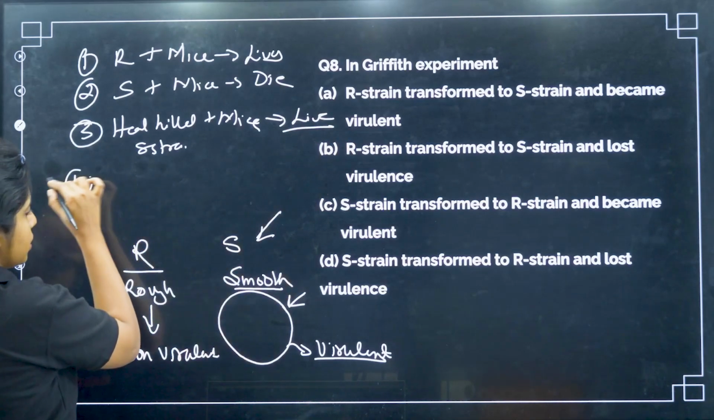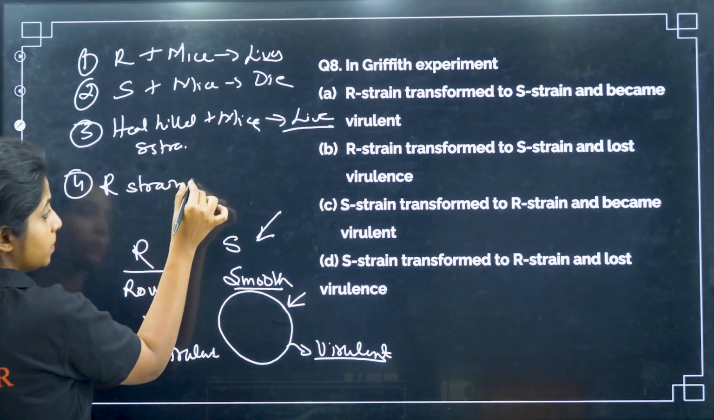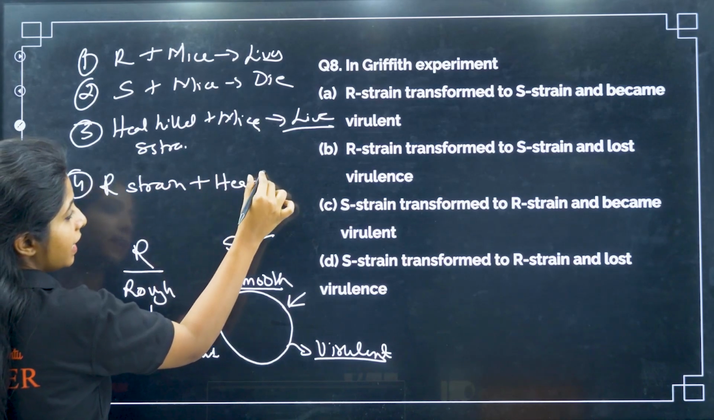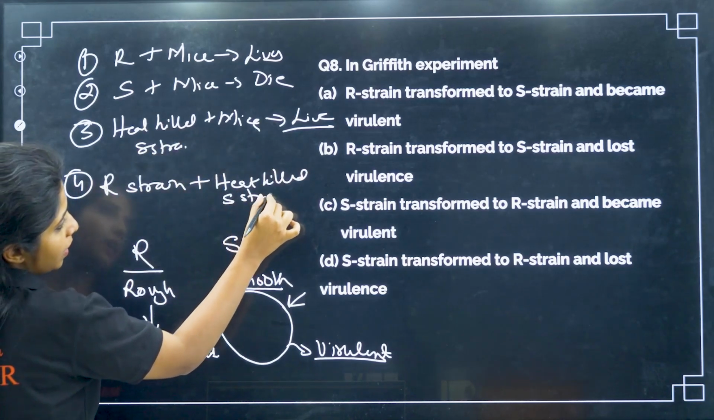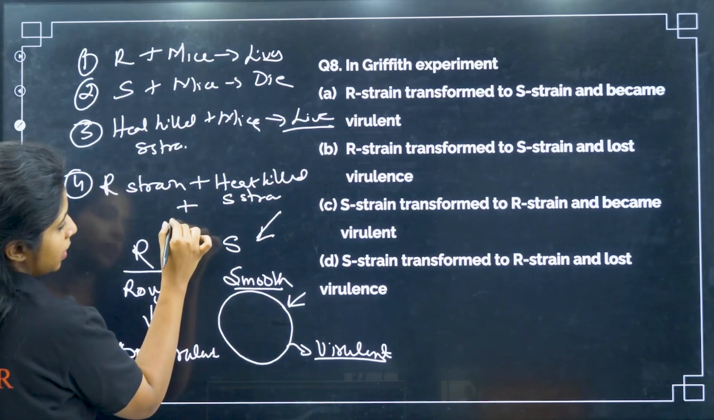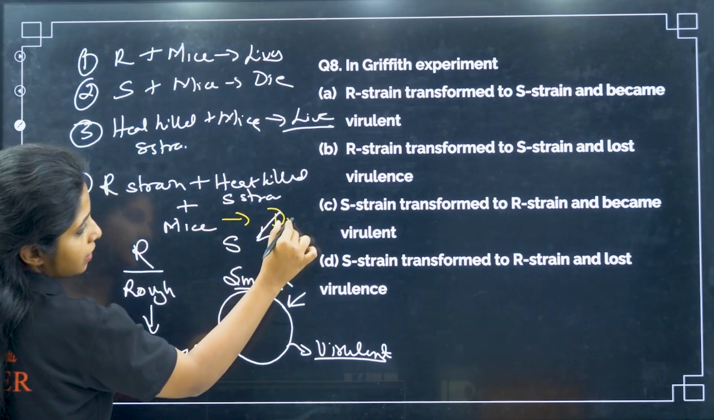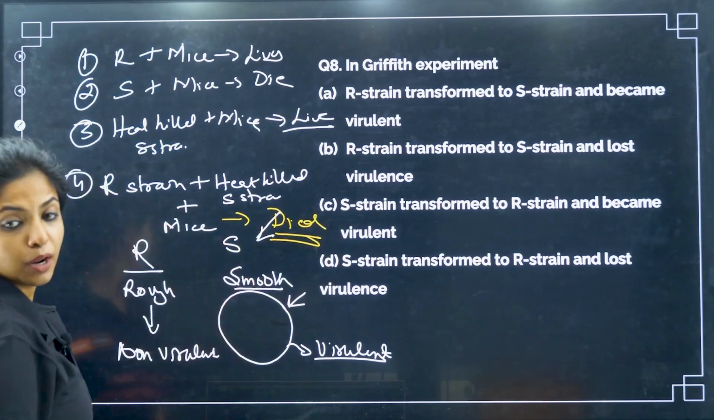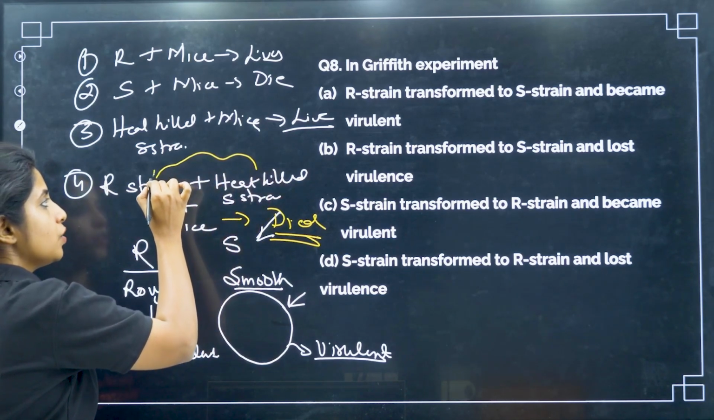Now the fourth scenario was I took the R strain, the one that does not cause any problem, plus the heat killed S strain, again the one that did not cause any problem here, and I put it in the mice. But to my surprise, I found that the mice died. Why, my dear children? Probably because something was getting transferred from here to here.